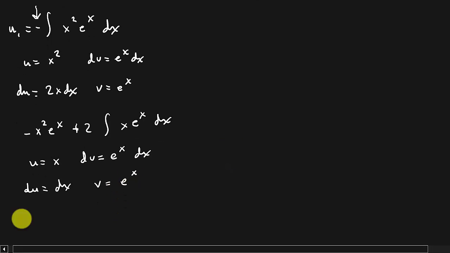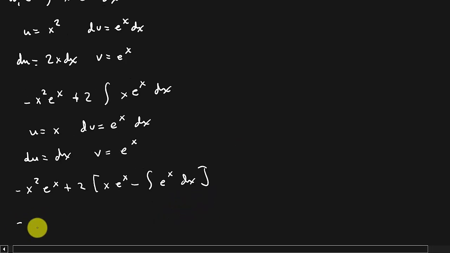And so that's going to give me negative x squared e to the x plus 2 times x e to the x minus the integral of e to the x dx. And so that's going to give me negative x squared e to the x plus 2x e to the x, I'm going to distribute the 2, minus 2 times this integral. And when we integrate that, we just get e to the x.